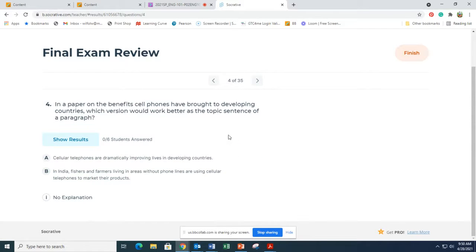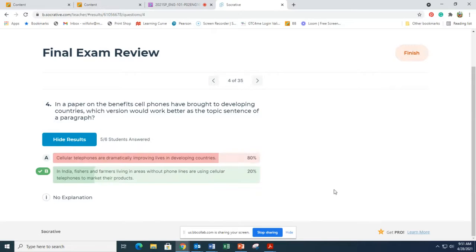All right. In a paper on the benefits cell phones have brought to developing countries, which version would work better as the topic sentence of a paragraph? Just to review topic sentences here: if the thesis is the plan or the target for the entire paper, the topic sentence is like a mini thesis for just one of those paragraphs. It needs to be open-ended enough for you to write an entire paragraph about it, but it can't be so broad that it would take an entire essay to write about it. So it's a mini thesis.